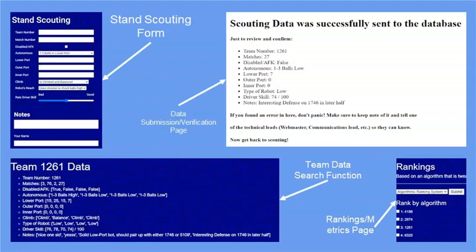So here are some pictures of how 1261 structures their scouting app. It doesn't look that pretty, I'm not going to lie, but it does get the job done. You can see how it's very easy to follow the stand scouting page. It follows the order of the scouting process, and you can see how the team data search function and also the rankings and metrics page can be used in pit scouting conversations. It might aid in the discussions, so you can talk to the team and say, hey, I saw that you guys had a really good autonomous that last round. Let's talk more about that. Develop a strategy, get to know that team, and hopefully maybe even get an alliance.